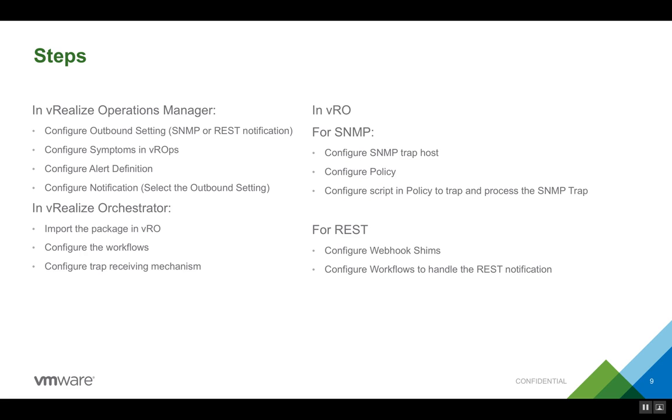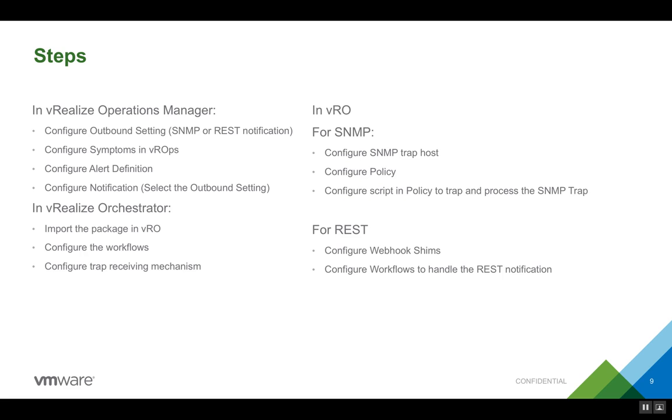That package has all the workflows in it. So you need to import the package and then configure the workflows as per your environment. It needs to be given certain parameters which depict your environment, and then you will have to configure the trap receiving mechanism. If you are using SNMP trap, you will have to give the environment so that it can process that SNMP trap. So on the VRO side, what you need to do is configure the SNMP trap host. If you are using SNMP, you will have to configure the trap host.